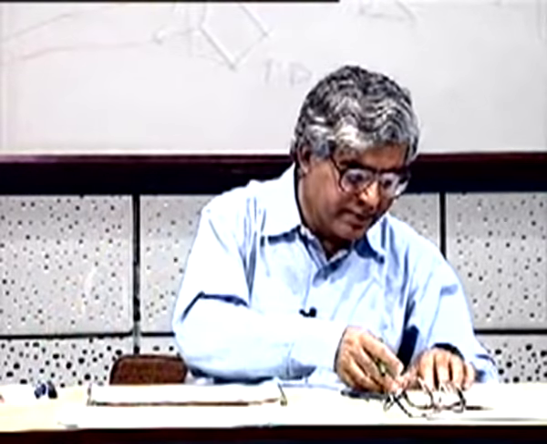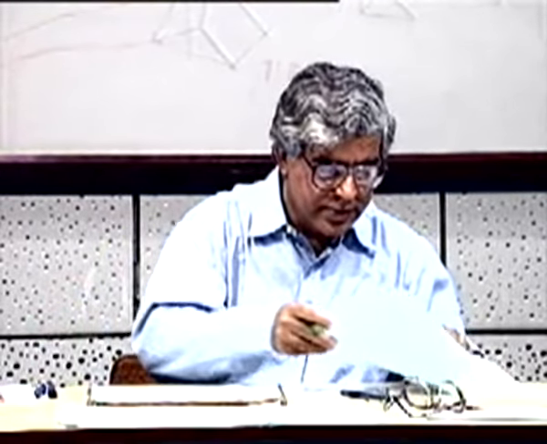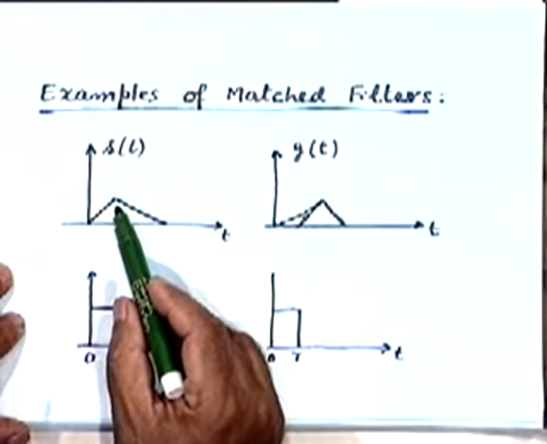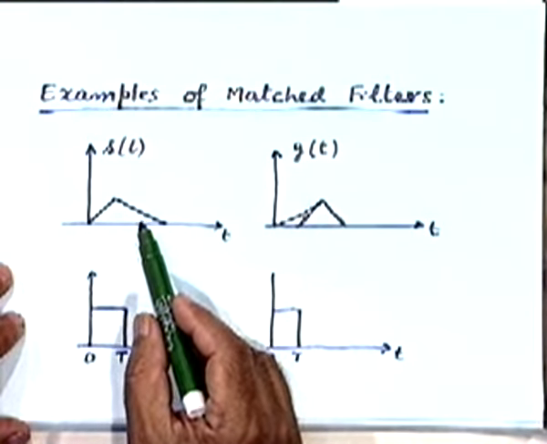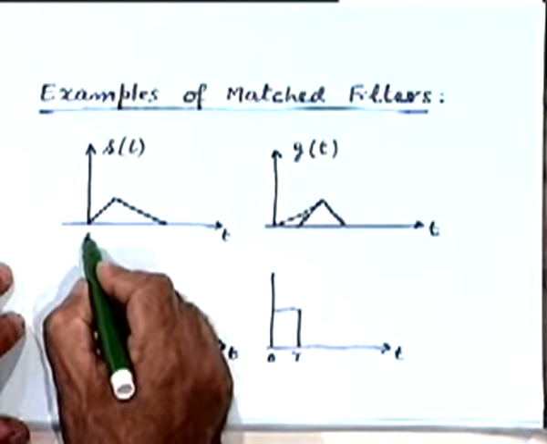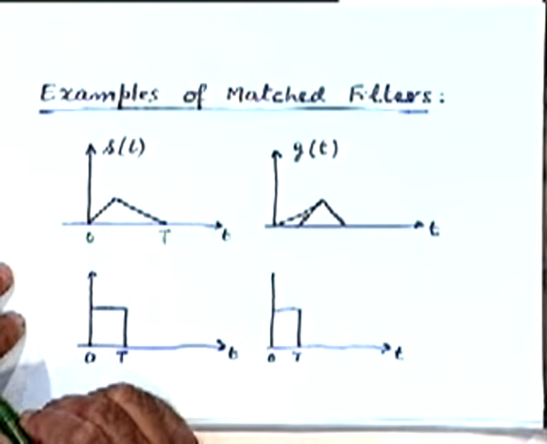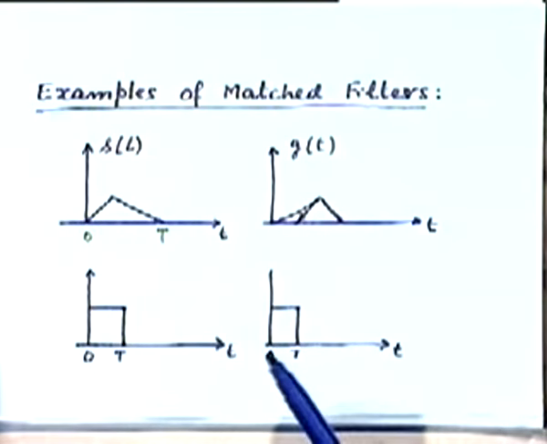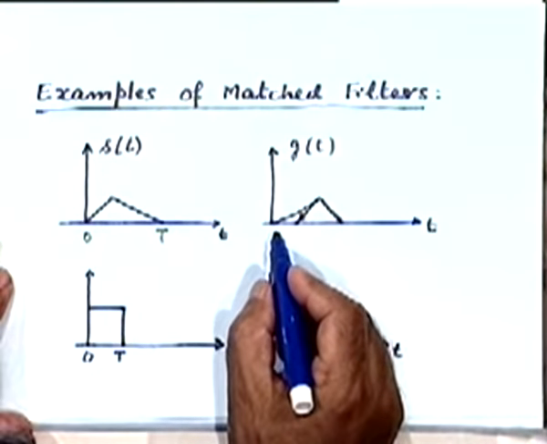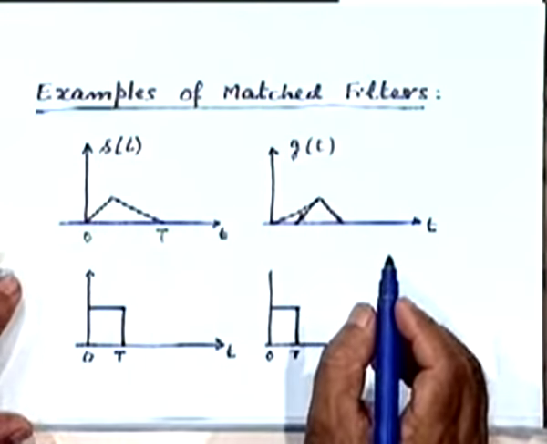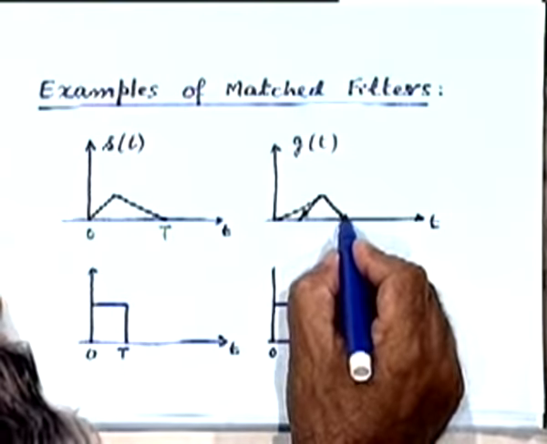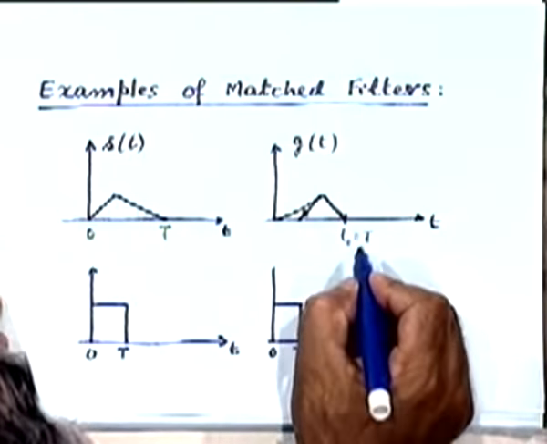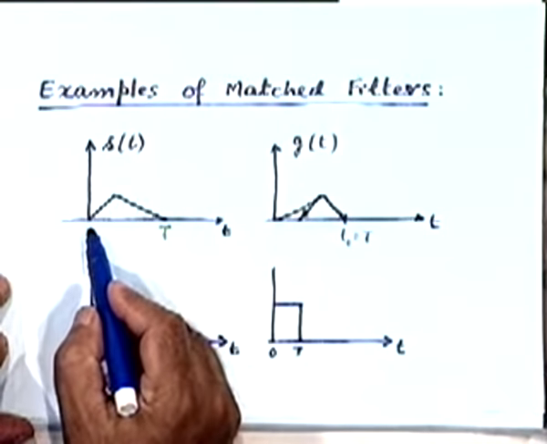So finally, I'll end this discussion by discussing a few cases of the matched filter. These are all cases for real signals. Here is a situation where this is your pulse shape, let's say from 0 to T. Then the matched filter will be, alright, it depends on where you select your T0. I have selected my T0 equal to T.